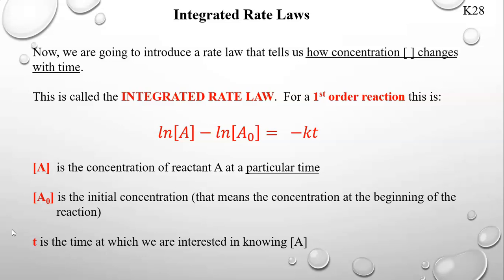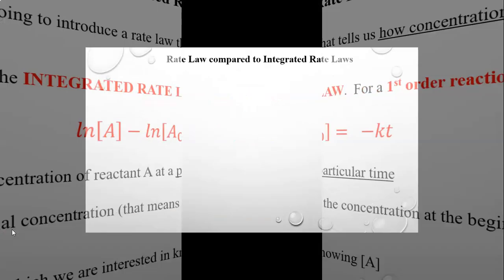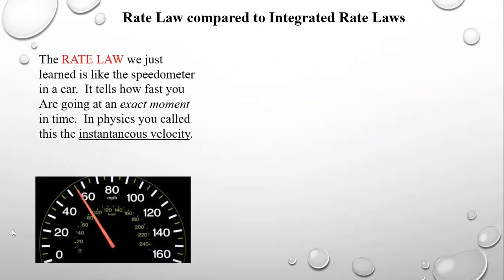So two things you notice. There are two different values of A, a beginning value and an ending value. And also you notice that time is a part of this equation. So let's give you an example.